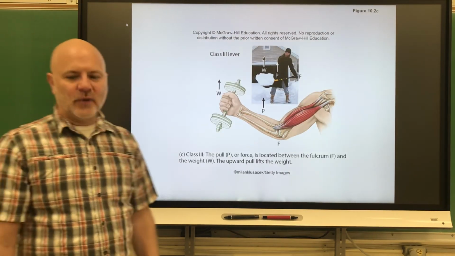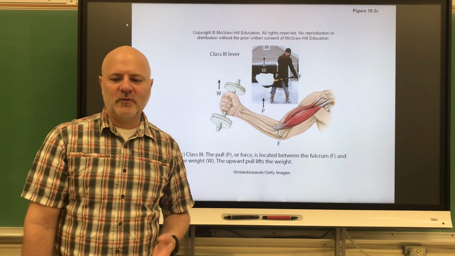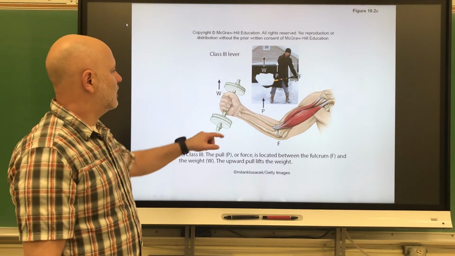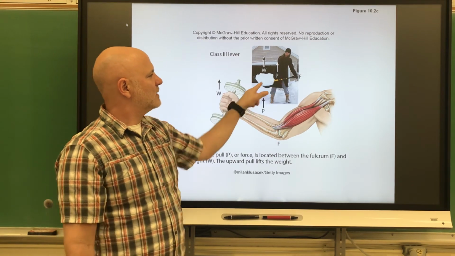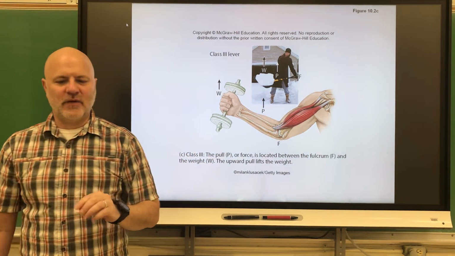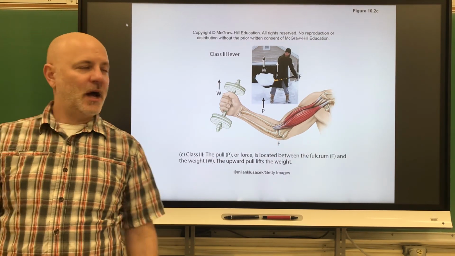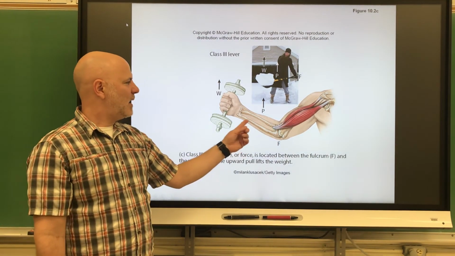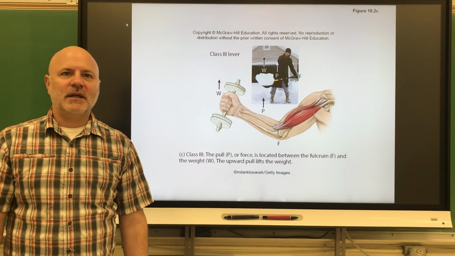Next is a class 3 lever, and this is the most common type of lever. Here the pull is located between the fulcrum and the weight. So here's the pull, there's the weight, there's the fulcrum. You can see that here, like lifting snow with a shovel is an example of a type 3. So our biceps brachii, pulling a weight there, also exhibits that type 3 lever.